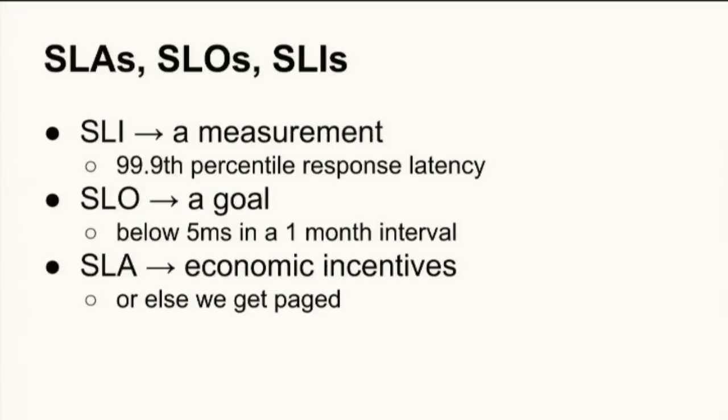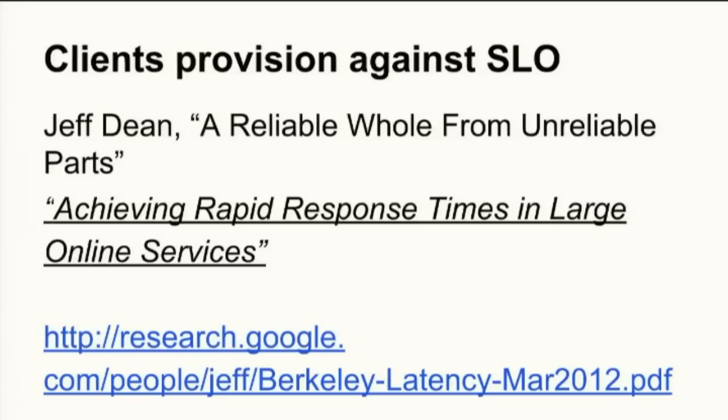An example is we're offering a service that's supposed to have three nines of response latency below some particular threshold. So we can measure the response latency, bucket that, and that's our indicator. If we say that it has to be below 5 milliseconds over an interval of time, that's now our objective. We can very easily measure that indicator against that objective and say whether or not we're meeting it. And then obviously, if we fail to do that, we get paged. Somebody exchanges money.